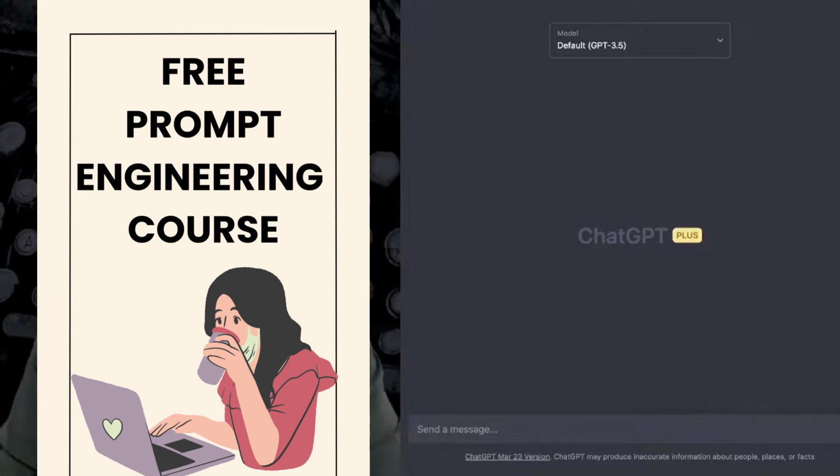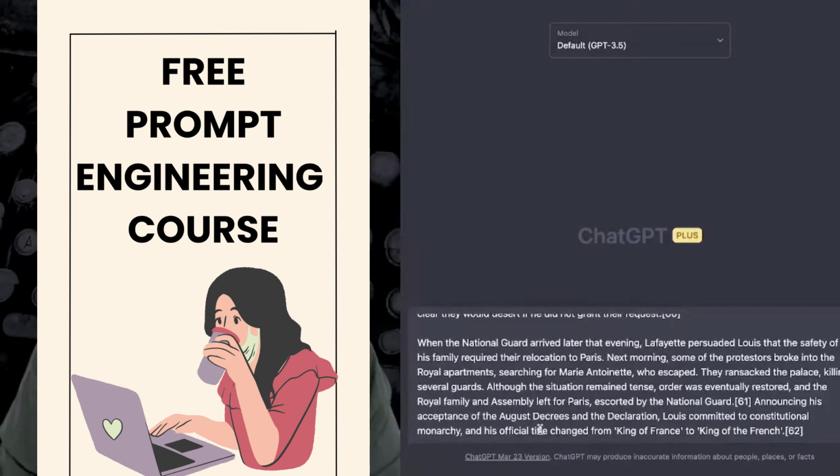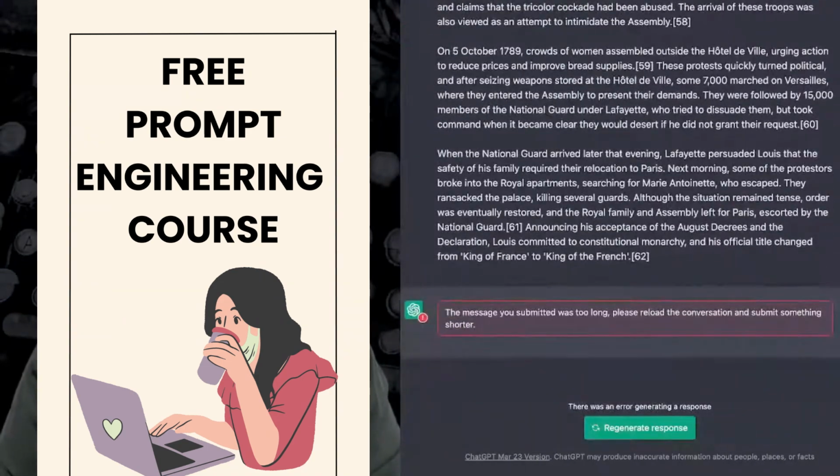And so this is an important thing to note because it has a lot of ramifications on thinking about prompt design. So I'm going to show you a quick example of this with ChatGPT and GPT 3.5. I'm going to paste in the Wikipedia article that's related to the French Revolution. So I've pasted in a huge amount of text from the French Revolution that's described in Wikipedia. And what does ChatGPT say? It says, well, the message you submitted was too long. Please reload the conversation and submit something shorter.